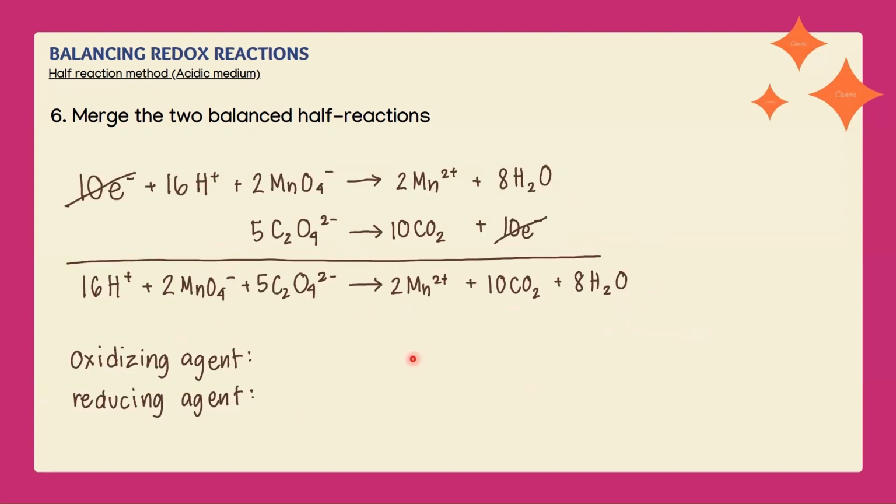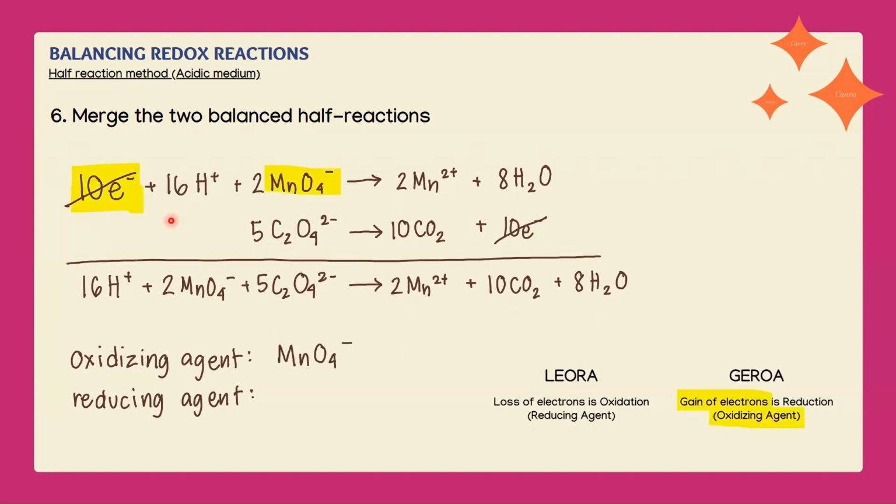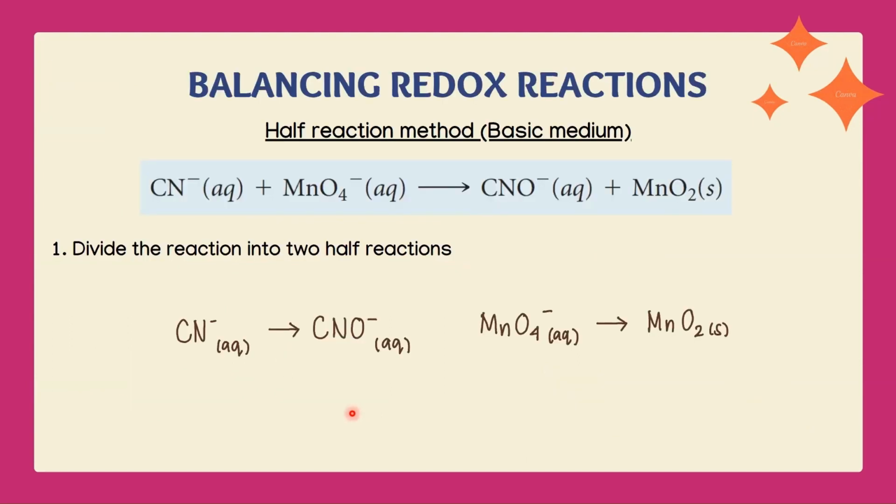Now, how do we define which of the reactants is the oxidizing or reducing agent? Since we could see here that the permanganate had gained electrons during the half reaction, thus it is the oxidizing agent. While we could see here that the oxalate had lost 10 electrons during the half reaction, thus this is the reducing agent. Now we have here an unbalanced redox reaction specified under a basic aqueous solution.